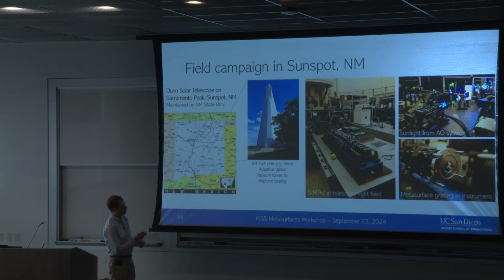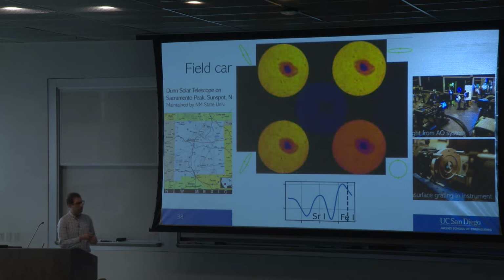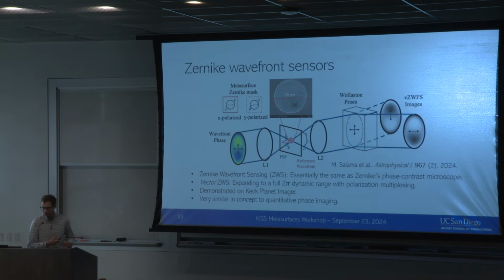There's our metasurface polarization splitter as part of a larger telescope system, which is receiving the feed from this large solar telescope, 64-inch primary mirror. This is where I was last week with Lisa. I'm just showing you here the raw image formed by the metasurface. Each of these orders is analyzing for these different polarization states in parallel, and we're scanning spectrally over a sunspot with an etalon. And in this one, which encodes for circular polarization, you can kind of see a sweep as we go across the line, which is actually owed to the Zeeman effect.